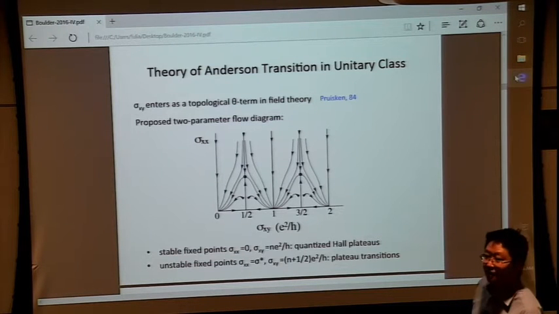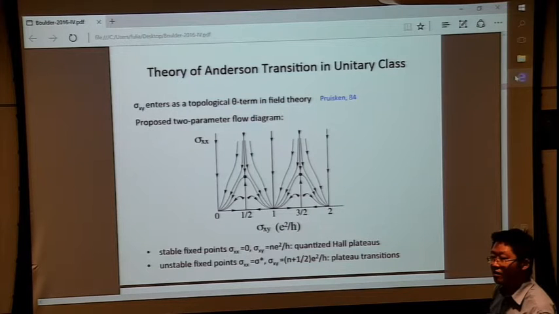Yes? So I guess, to understand the importance of the flow diagram... The flow diagram is just written down, yeah, from experiment. But then what does it tell us? Yeah, that's excellent. So actually, many of the details of the flow diagrams are conjecture.